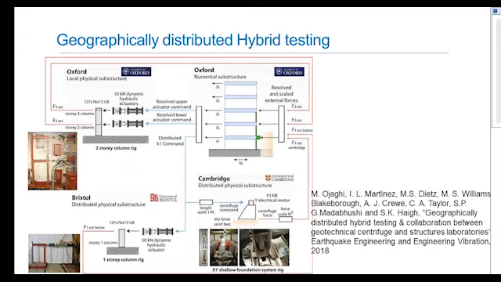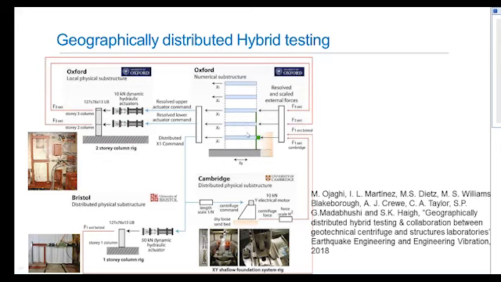And those are examples of the on-site systems where everything is done at one site. So numerical simulation as well as the testing is done within one lab. And here is the example of the geographically distributed hybrid test. It was done in England, and it shows the tested structure. It's a 5-story structure. Part of it was numerically analyzed. Part of it was physically tested.